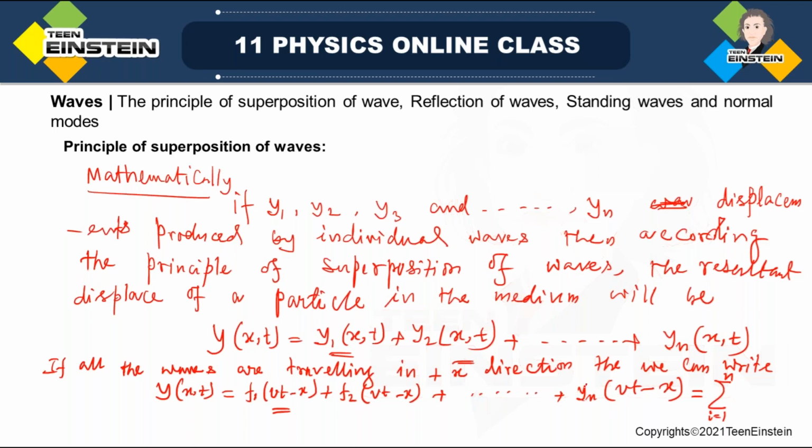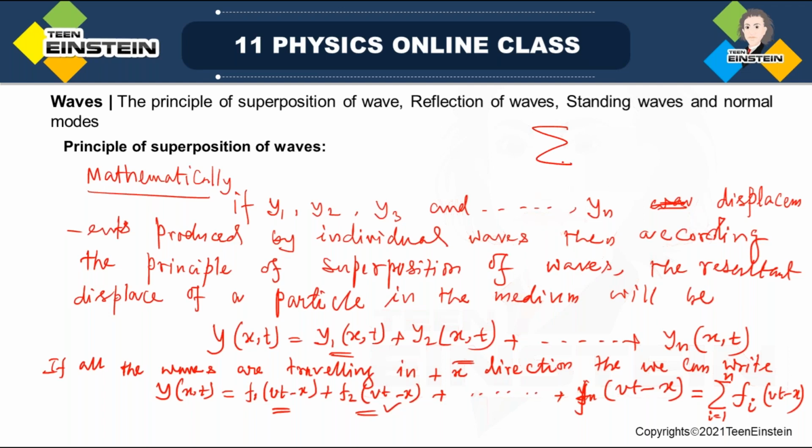This is actually fn. So we'll write over here fi. Here these indices are called subscripts. These subscripts will change 1, 2, 3 like that. So first I'll take i equal to 1, so f1 (vt minus x). When I take i equal to 2, then I will get the second term like that. We can go up to the nth term. So i from 1 to n. This is called summation.